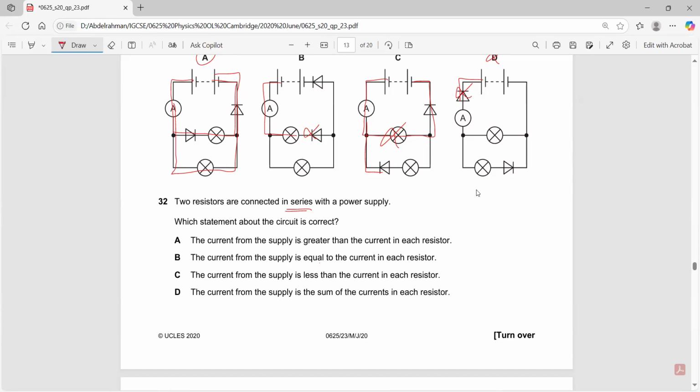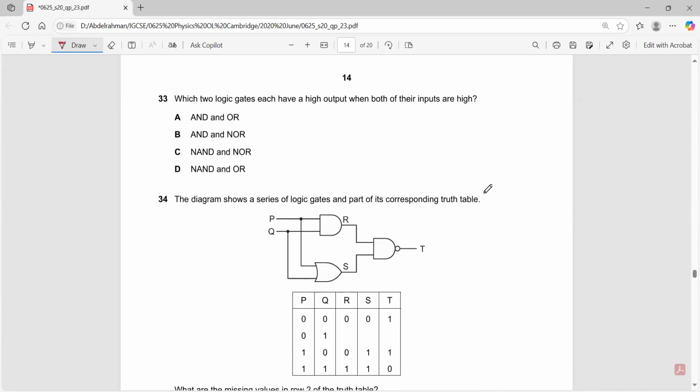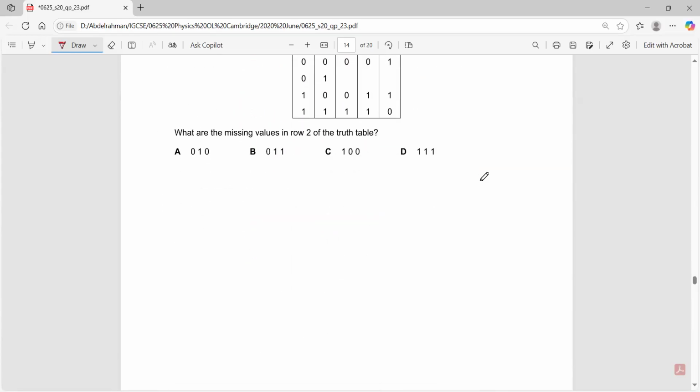Okay, so you cannot choose A. You have to choose B because the current is constant. The current is the same throughout the whole circuit. This is a series connection. 33 and 34 are cancelled.